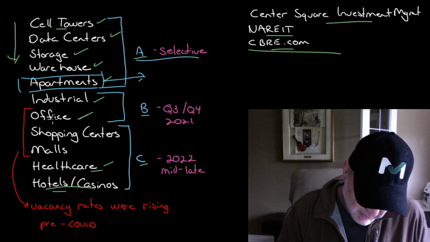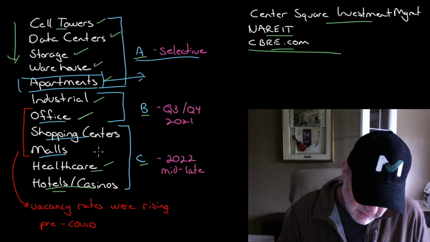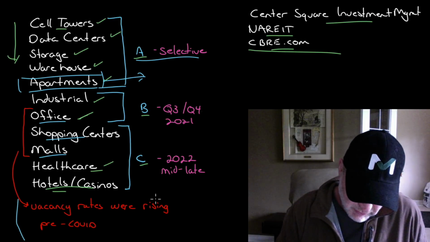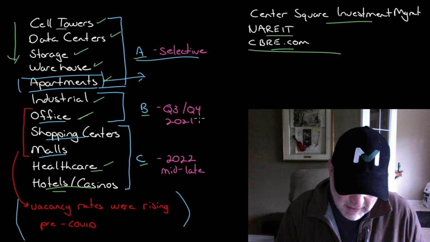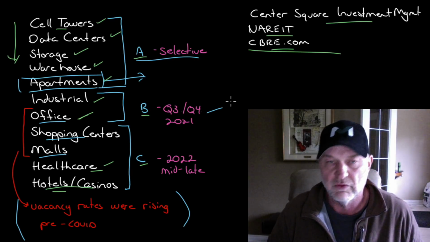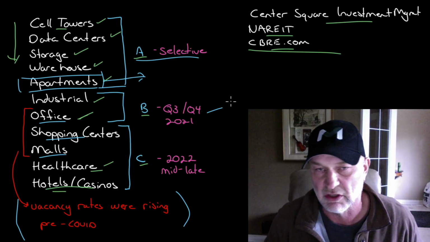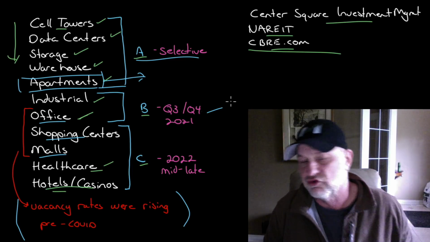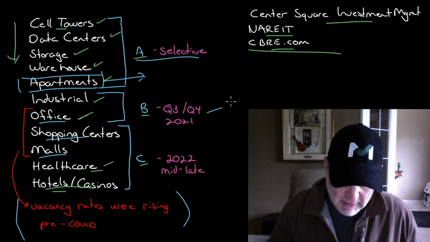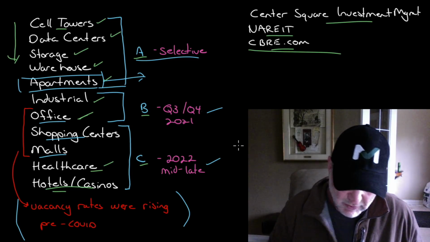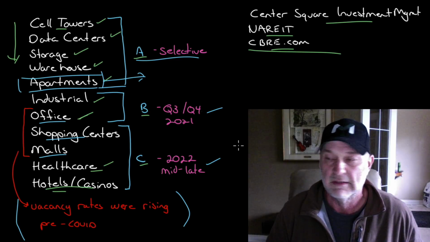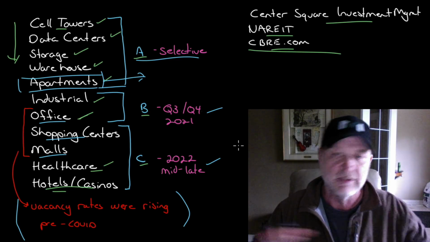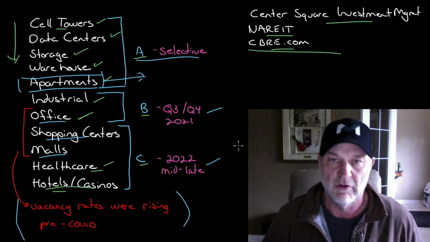And again, I want to point out for offices, shopping centers, and malls, vacancy rates were already rising pre-COVID. I think for Category B, Q3 or Q4 of 2021 is a nice place to start looking around for those that are trading at higher cap rates. And malls, I wouldn't be looking at that until mid or late 2022. So almost 2 years, I would be away from malls.